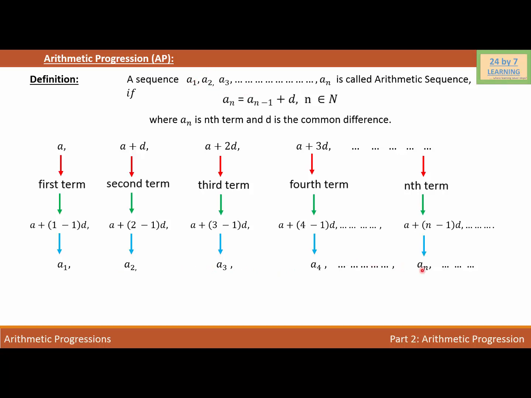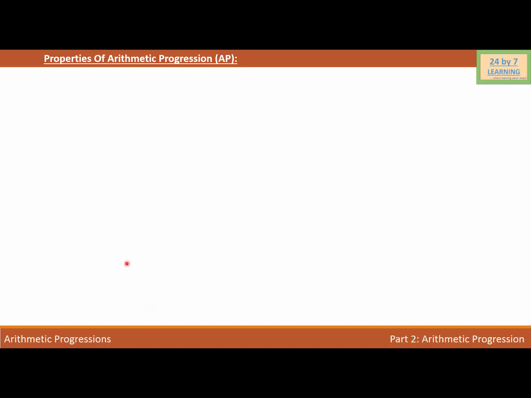So what is my nth term? My nth term An is equal to a plus (n minus 1) times d. So I can write my nth term as An equals a plus (n minus 1) times d. And this is the nth term of the sequence, where n is 1, 2, 3, 4, 5, 6, and it keeps going. Basically, we decide what number will be put for n depending on what term we are going to consider. Now let's talk about some properties of the arithmetic progression.